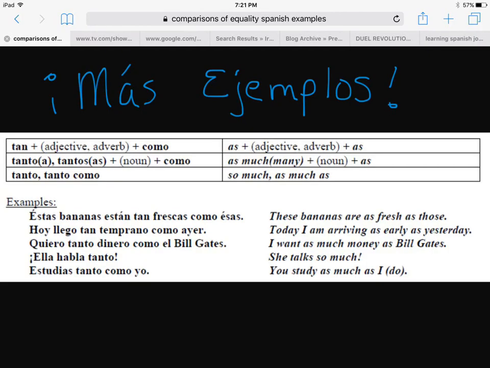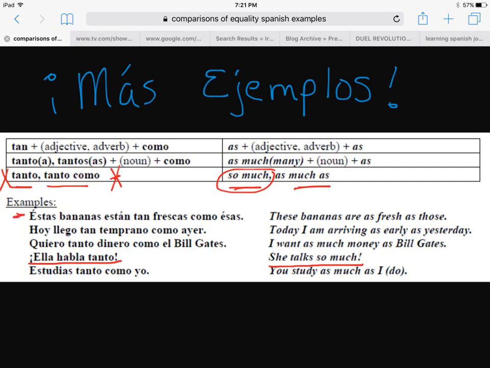Like right here. Again, they're giving you your example formulas. And I thought this was interesting. I didn't really think to put this in with this lesson, but tanto by itself, or tanto como, can mean so much or as much as, just by itself. So down here I thought it was funny. They say ella habla tanto, where tanto means so much. I knew that's what that meant, but it never occurred to me to put it with this lesson, so I thought that was funny.